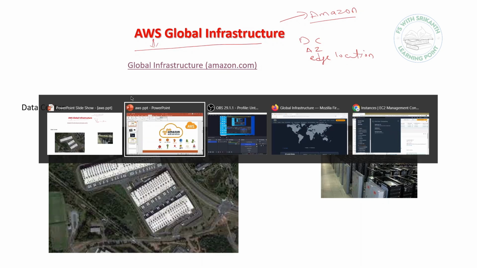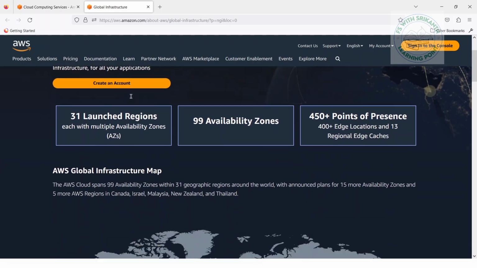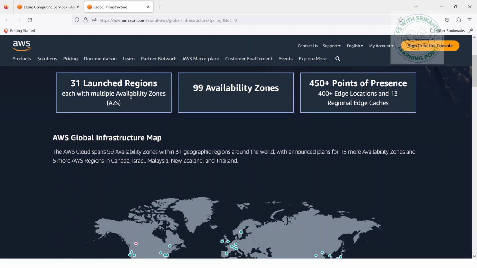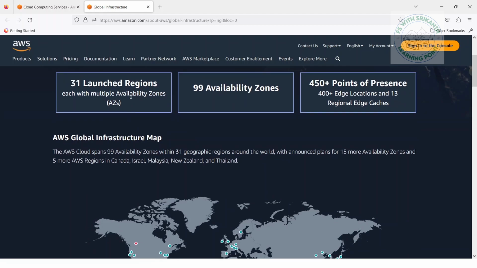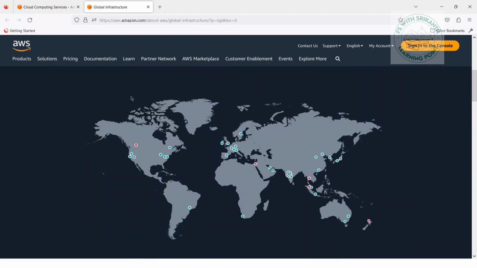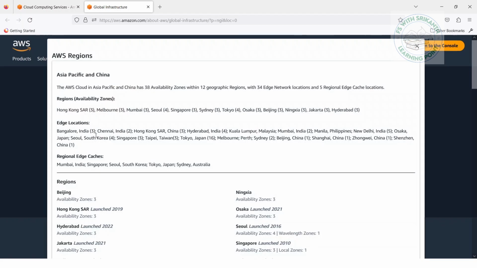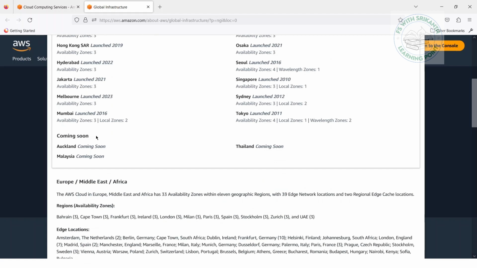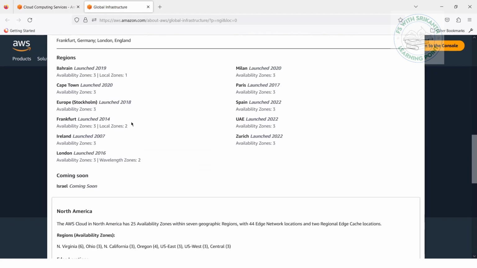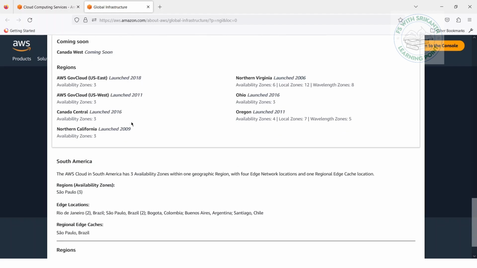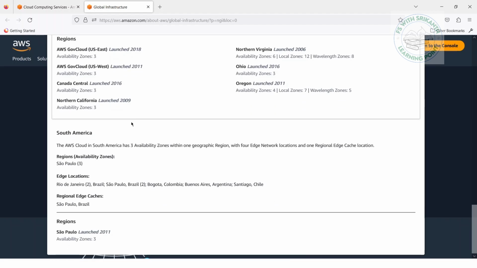So I want to go through this AWS global infrastructure. 31 regions have been launched till now, with 99 availability zones, 450 plus points of presence, and 400 edge locations. Here in the list view, just observe every piece of information, like the Mumbai location, with 3 availability zones and 2 local zones. Malaysia and Thailand are coming soon. Regions like 2022, right? Different areas, South America, right? So these are regions. Initially, it started in 2011.